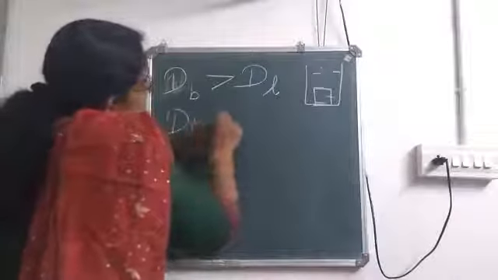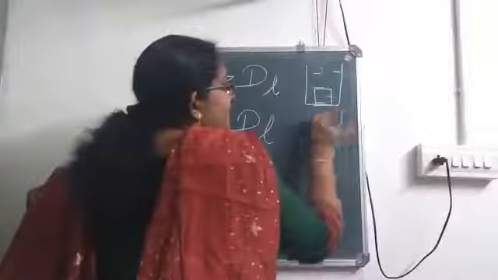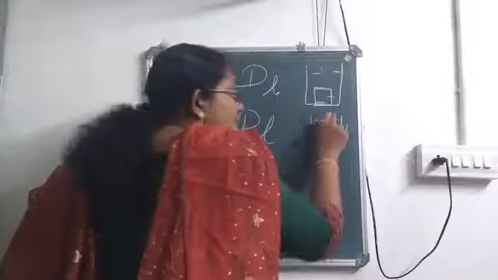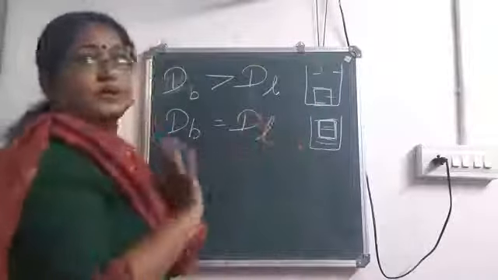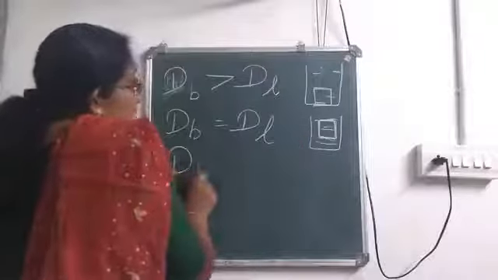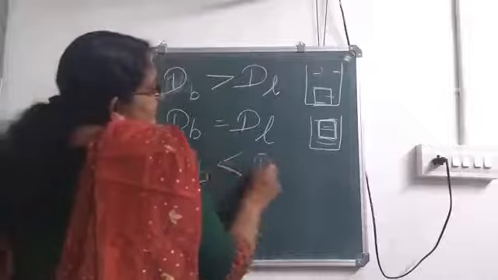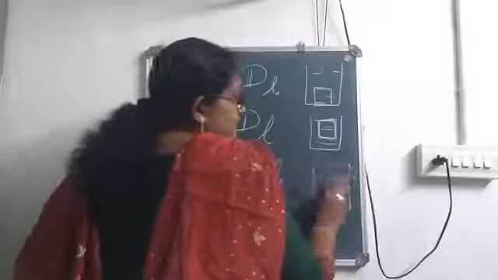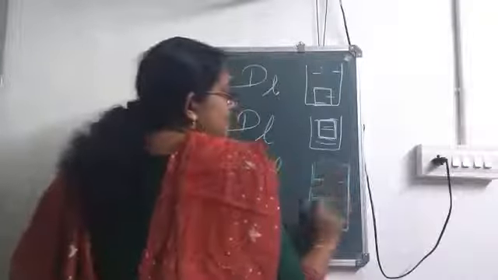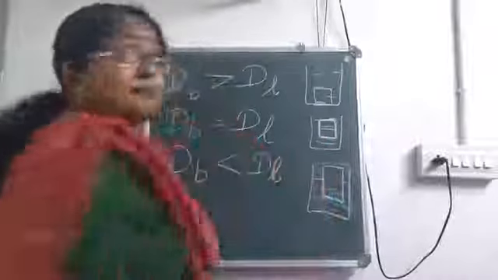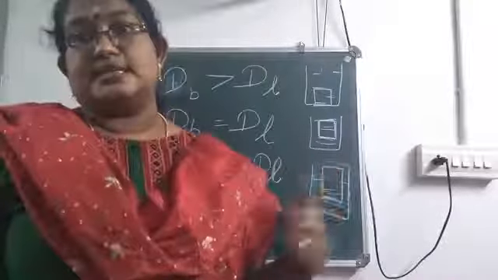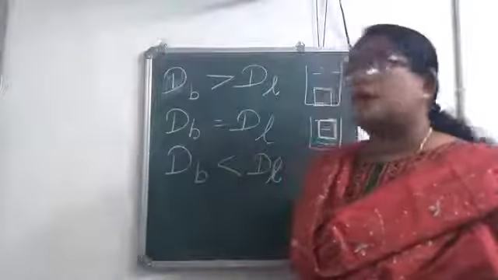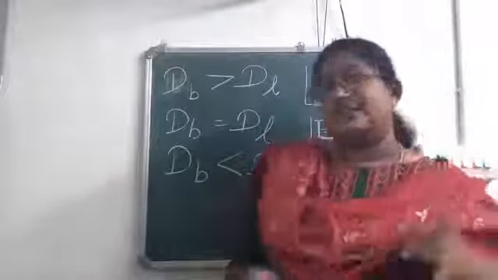Now the second one, density of the body is equal to the density of the liquid. What happens? The body floats with the entire portion of the body under the water surface. If the density of the body is less than the density of the liquid, then what happens? The body floats with some part below the water surface and some part above the water surface. This is how we can say about floating and sinking on the basis of density.